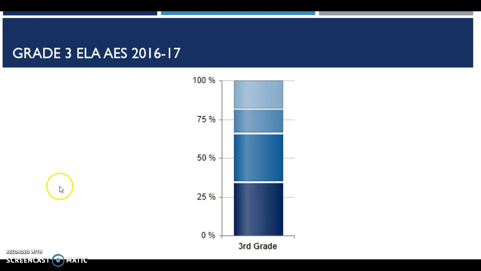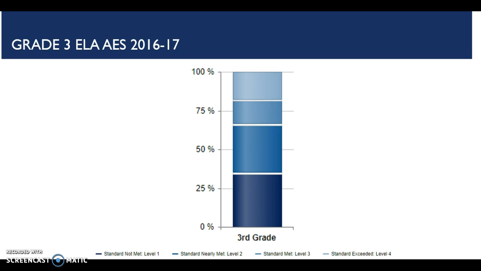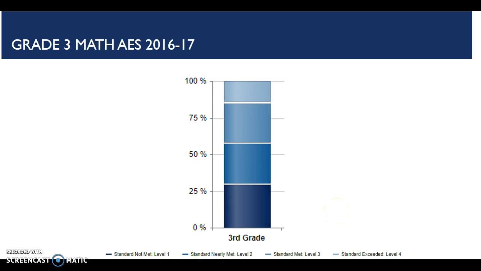Pulling out 3rd grade for the 16-17 school year, I have this. Oh, I don't know if you can see the full. There you go. We had 35% not met, 31% nearly met, 15% met, and 18% exceeded the standard in English language arts. And for math, we had 30.4% not met, 27.62% nearly met, 27.62% met, and 14.29% exceeded.